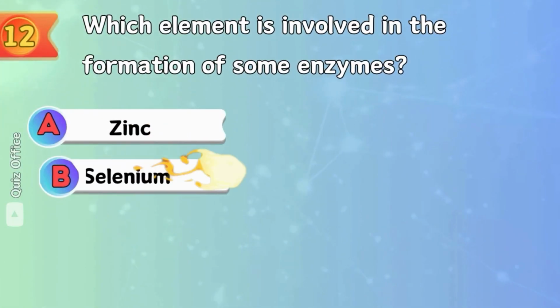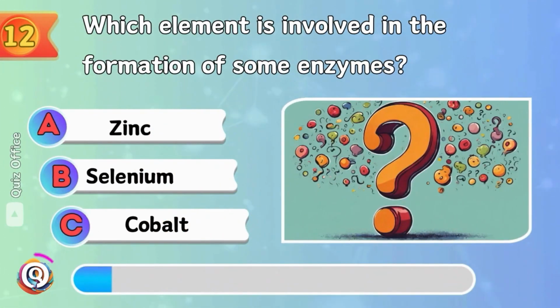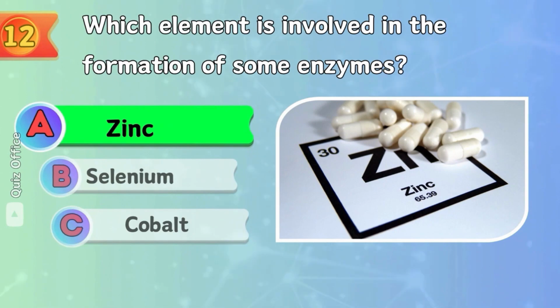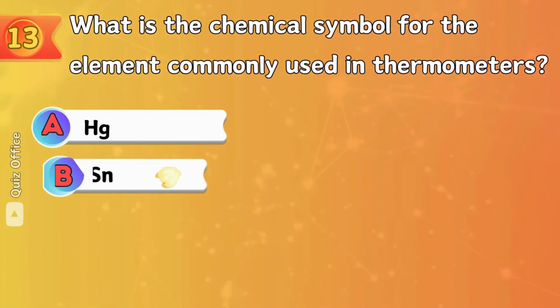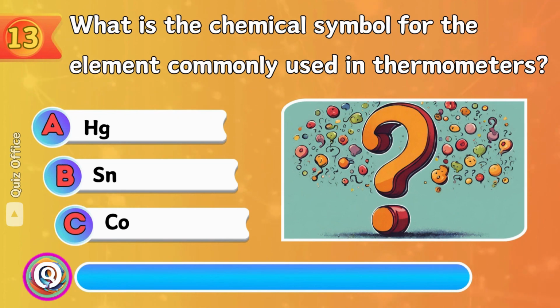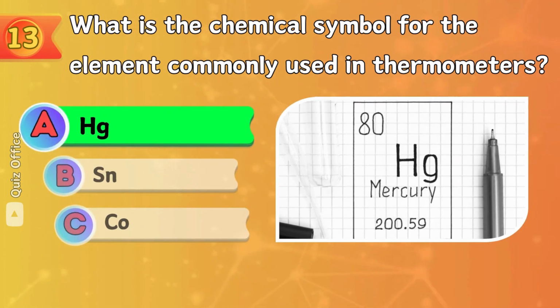Which element is involved in the formation of some enzymes? Excellent! What is the chemical symbol for the element commonly used in thermometers? Yes, the answer is mercury.